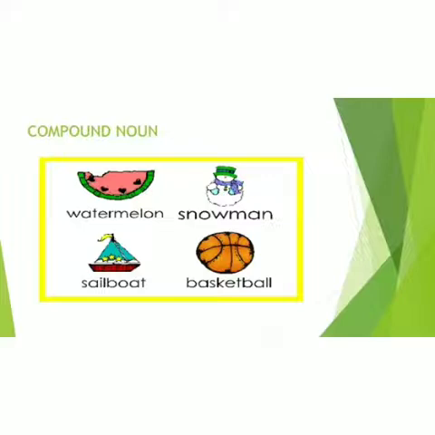Compound noun. A compound noun is made of two or more nouns combined to form a single noun. Most compound nouns are formed by nouns modified by other nouns or adjectives. For example, toothpaste, watermelon, snowman, etc.